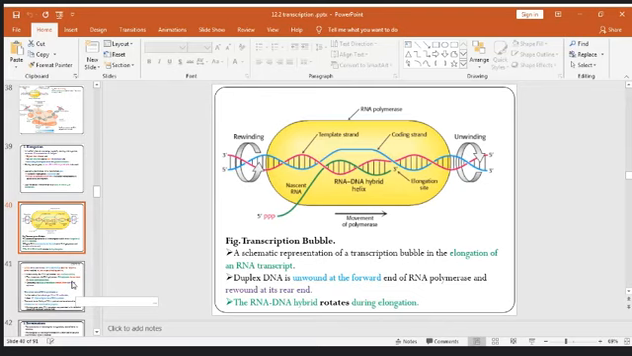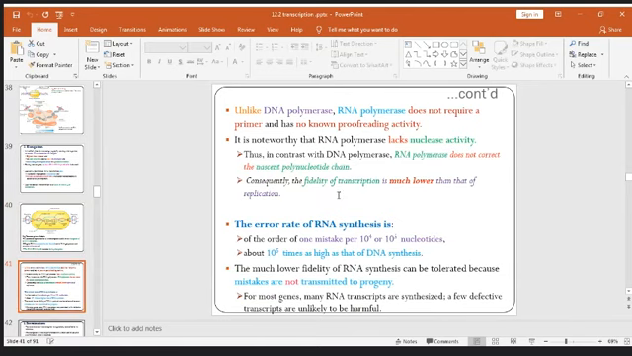The process proceeds with the enzyme bound, rotating. So unlike DNA polymerase, RNA polymerase does not require a primer, as we said, and has no proofreading activity with regards to exonuclease. It's noteworthy that RNA polymerase lacks nuclease activity. Thus, in contrast with DNA polymerase, RNA polymerase does not correct the nascent polynucleotide strand.